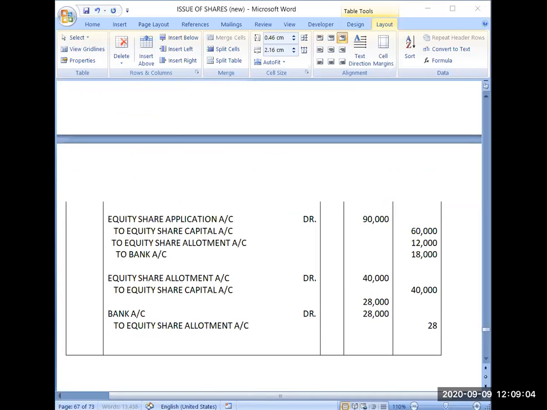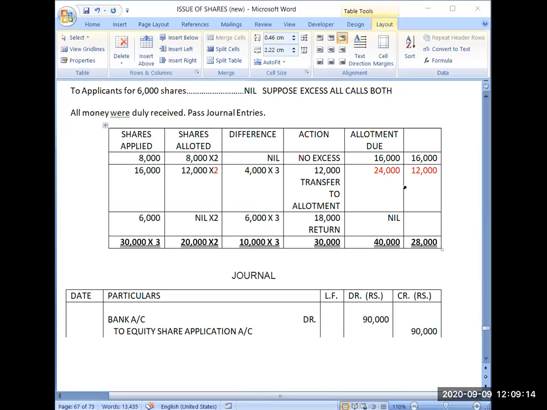Yes, please. Is this one clear? So this is all about calculations. After this, there will be no trouble for the rest of the entries that you can simply do. Full amount due and full amount will be received. But up to allotment bank account, some calculations are there. You have to practice this a lot today.